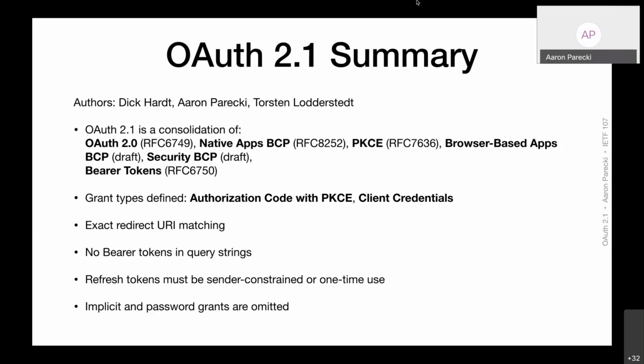So it also defines a couple of other behaviors, such as exact redirect URI matching by the authorization server. The security BCP removes the use of bearer tokens in query strings. It has some tighter requirements around refresh tokens, and then these two legacy grants are omitted from the draft. So 2.1 is basically the collection of the current state of the art of OAuth 2 in the most secure way possible. It is explicitly not meant to define any new behavior, which was one of the original design goals we went into it with.